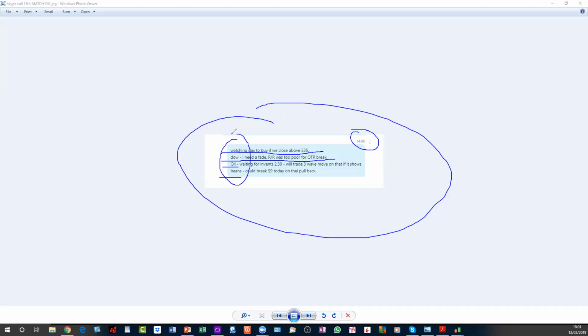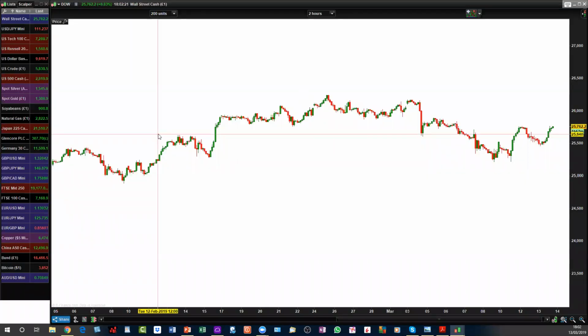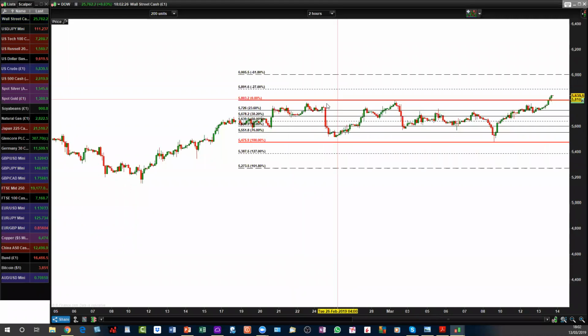So all those 4 markets, I'm just going to show you what I was looking at, and then we can take a look at what the prospects are in a market like this. Like I said, I traded DAX, Dow, oil and beans today. So let's just go through that. Let's start with the oil because oil was very interesting.